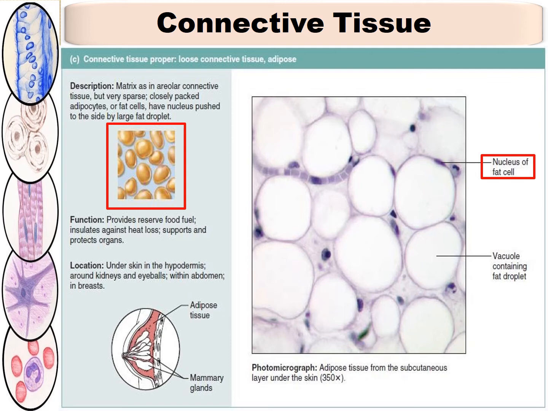The location of this adipose tissue is under the skin in the hypodermis, around the kidneys, eyeballs, and within the abdomen, also in the breasts. Here you can see the photomicrograph of adipose tissue from the subcutaneous layer under the skin.